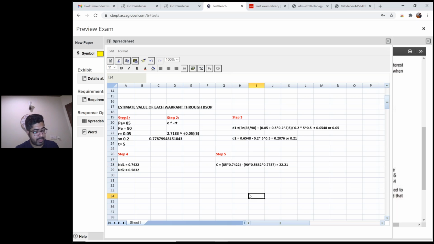That means this is the premium we need to pay in order to take this option. Okay. Any questions? Else copy.